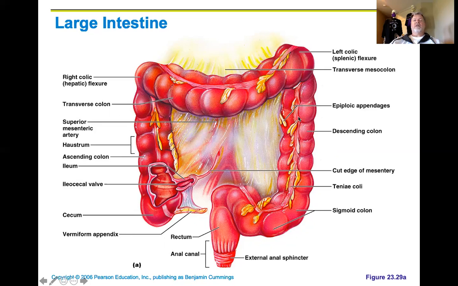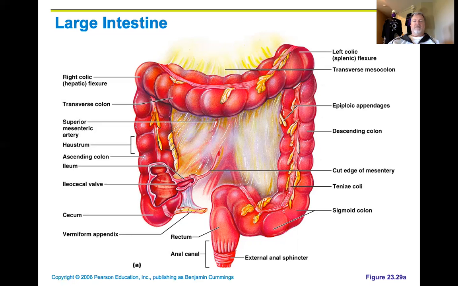These are bands of smooth longitudinal muscle in the muscularis. And what they do is when they contract, they form these little sacs. These sacs are called haustra, H-A-U-S-T-R-A. That's why the large intestine looks so different, because of those sacs. And it all has to do with the tinea coli slightly contracting. So the muscle tone gives you the haustra.